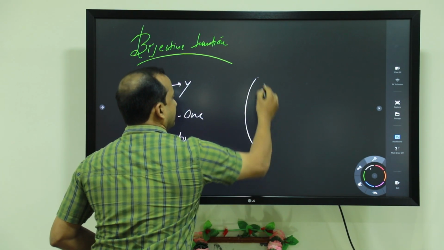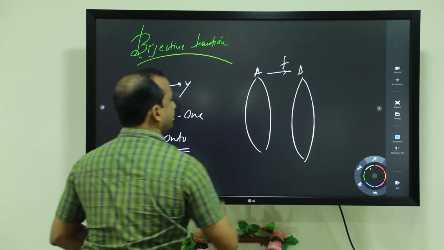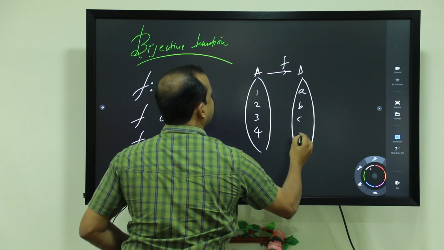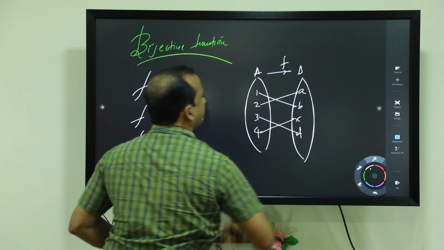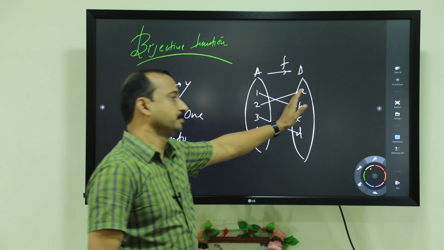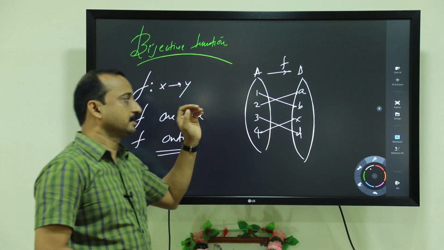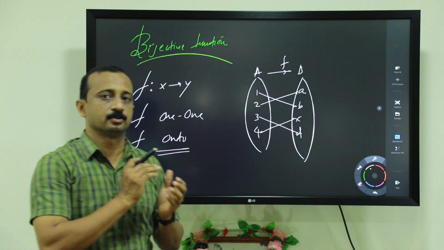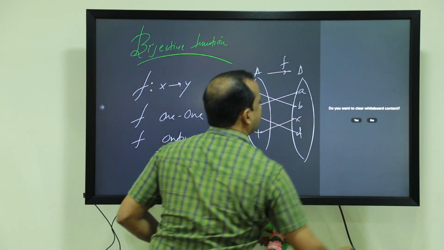Suppose we give an example. A and B, f, 1 2 3 4 and A B C D. Here 1 corresponds to B, 2 to A, 3 to D and 4 to C. Here different elements have different images and every element of B has at least one pre-image in A, and therefore the given function is one-one and onto, and clearly therefore the given function is said to be bijective. That means a function is said to be bijective if it is both one-one and onto. Okay.